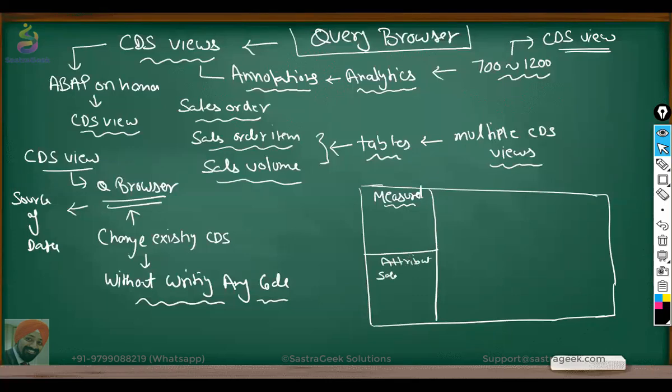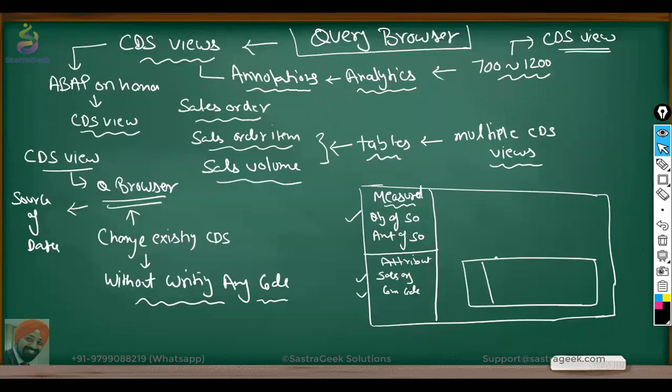Your sales org, company code, those can be the attributes, and then your quantity of sales order or amount of sales order, those would be your measures. So based on the measure you are selecting and based on the attribute you are selecting, you would be able to generate grid kind of reporting, which can be easily downloaded into the Excel.